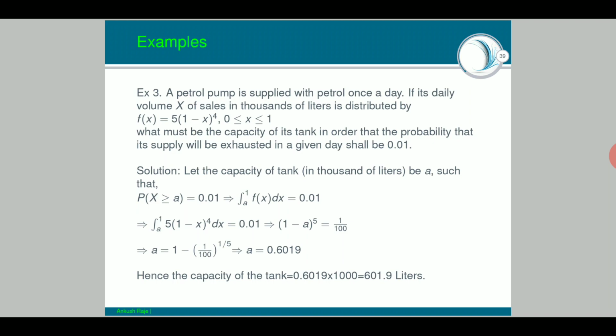So we have to revert back in terms of the original units, since a is in thousands of liters, so it will be a into 1000. The final answer is that the capacity of the tank will be 0.6019 into 1000, which is 601.9 liters. So the capacity of that tank should be 601.9 liters in order that the supply will get exhausted in a given day with probability 0.01. So the answer is 601.9 liters.